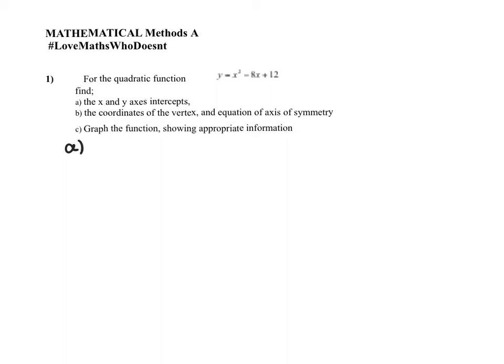Finding x-intercepts. We know that y is equal to 0, so we substitute y equals 0 into the original equation. It gives us x^2 - 8x + 12 = 0. To solve this, maybe the easiest way is using a graphics calculator, but I'm going to use the method called factorization, which you have seen before, just to revise.